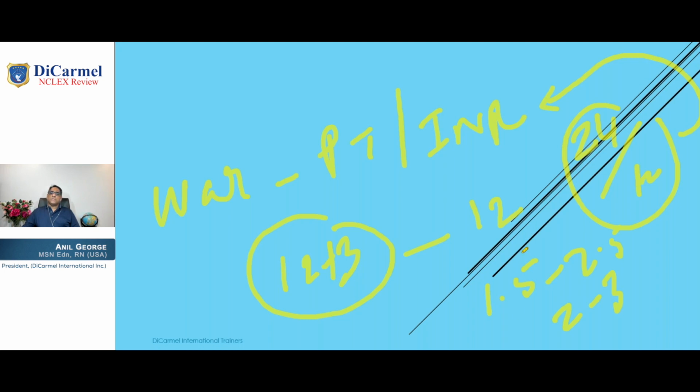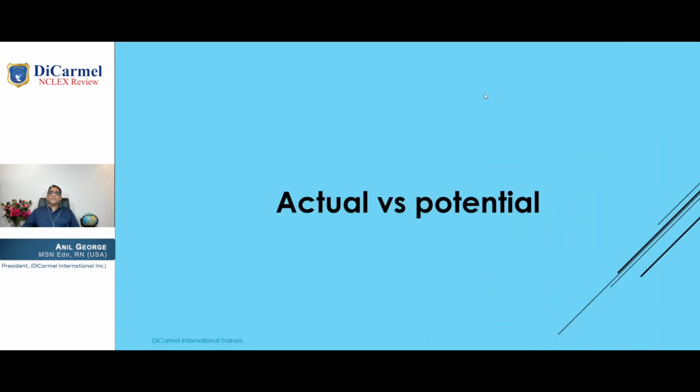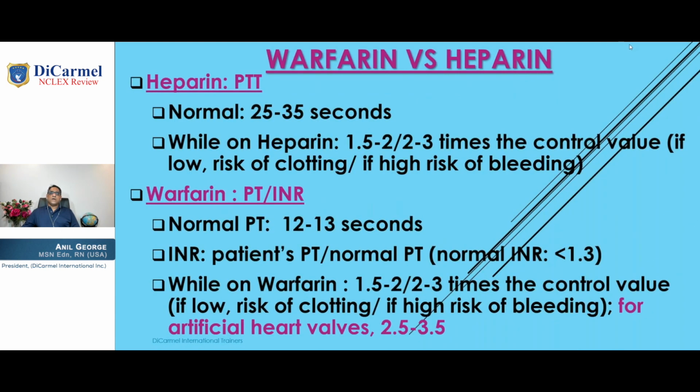Now, when it's within this range, we call it therapeutic. If it's less than that, the patient is at risk of clotting. If it's more than that, the patient is at risk of bleeding. So this is the information we should keep in mind in order to answer this question. Now, the information I just discussed with you is right here. You can see everything is put together right here.